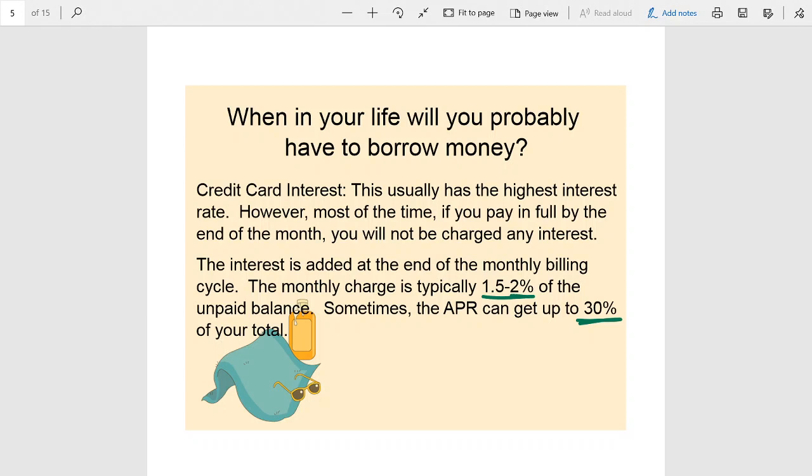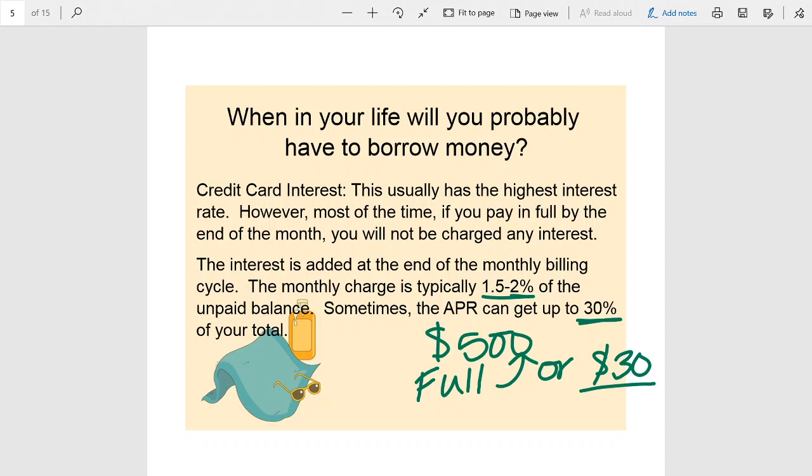What happens with these credit cards is, say you buy $500 worth of stuff, and then at the end of the month, you're given a choice. Either pay in full, so you actually pay off the $500, or you only pay, let's say, $30 for that month. Great, awesome. Why not just pay $30? Well, the reason is, yes, you only pay $30, but then you get charged interest on the $500 that you spent.